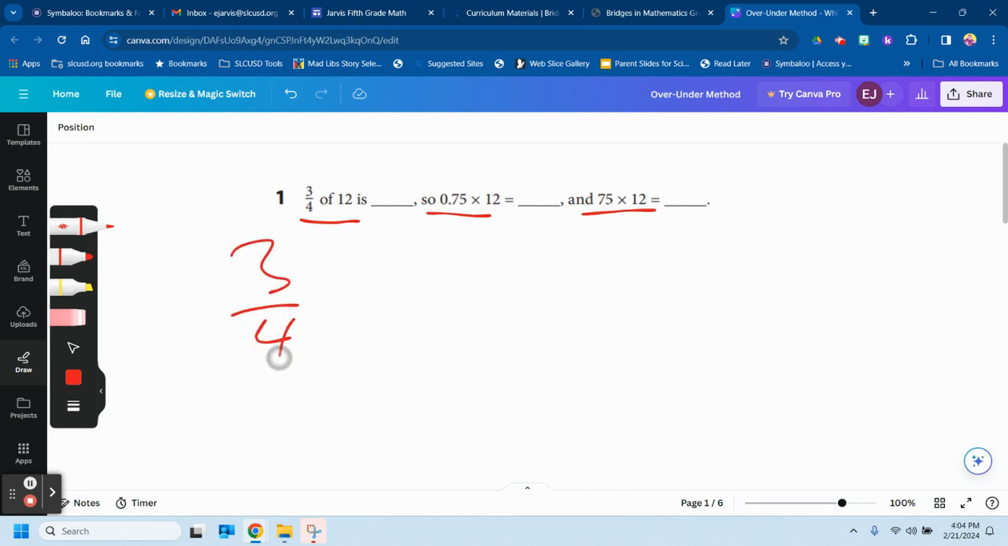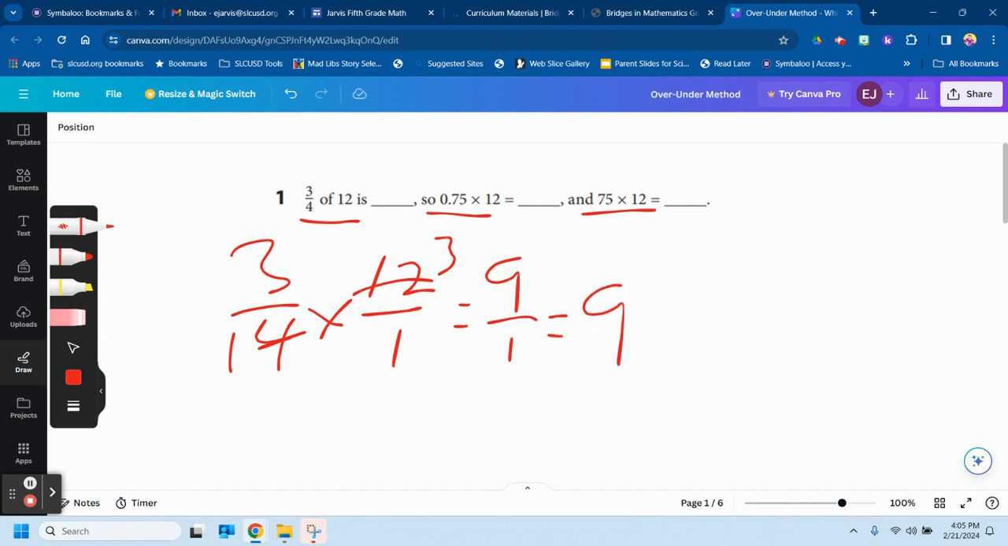3/4 times 12 ones here. Now I multiply the numerator by the numerator, the denominator by the denominator. Multiplying fractions ain't no big problem. Multiply the top by the top and the bottom by the bottom. But you can simplify before you multiply. 3/4 can't be simplified. 12 ones can't, but 4 and 12 can. They have the common factor of 4. 4 divided by 4 is 1. 12 divided by 4 is 3. And now when I multiply across, I get 9. So 3/4 of 12 is 9.